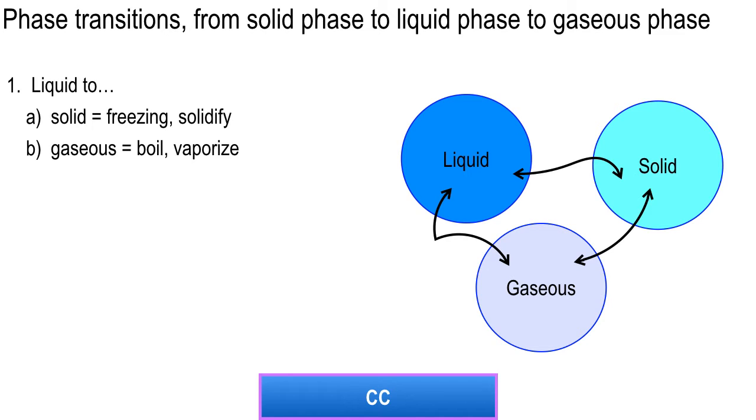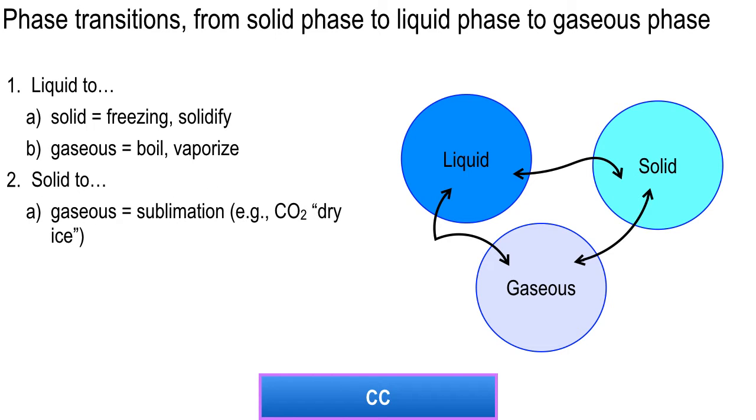From liquid to gaseous state, that's heating up, that's either boiling or vaporizing something. And if you made a cup of tea for breakfast this morning, like we did at my house, you boiled some water. Now, solid can also go to the other two phases of matter, liquid and gaseous.